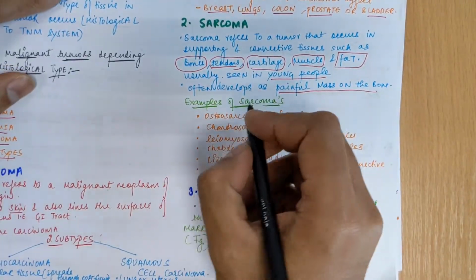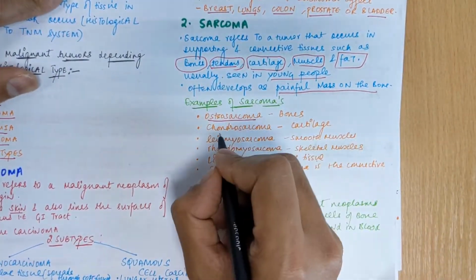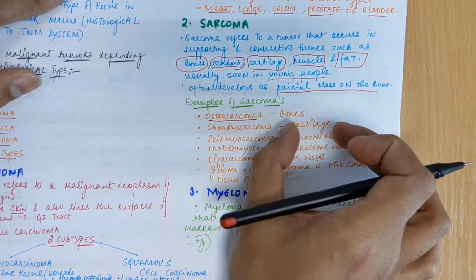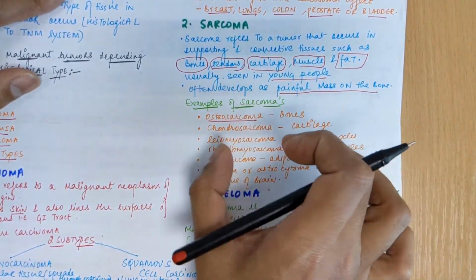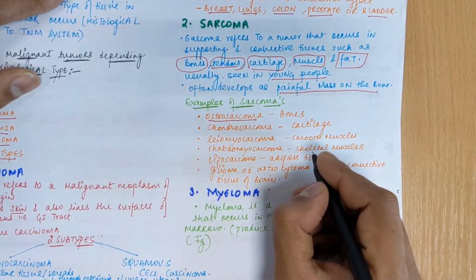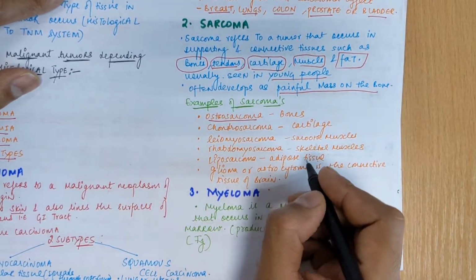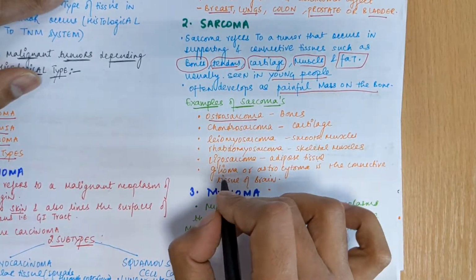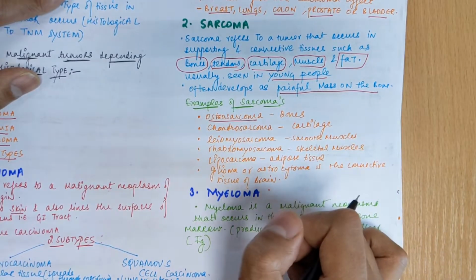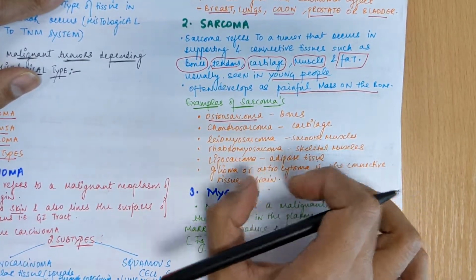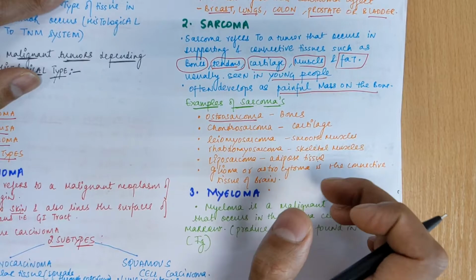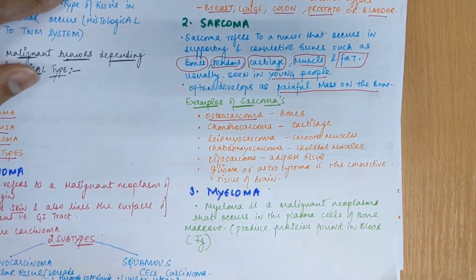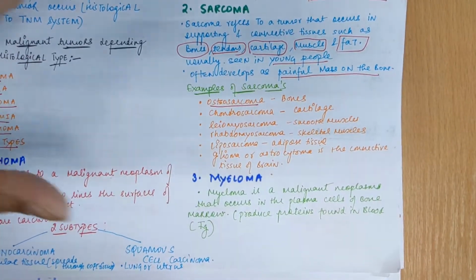Examples are osteosarcoma in the case of bones, chondrosarcoma for cartilage, leiomyosarcoma for smooth muscles, rhabdomyosarcoma for skeletal muscles, liposarcoma for adipose or fatty tissue, and glioma or astrocytoma for the connective tissue of the brain. So for cancer in the brain, we use the word astrocytoma or glioma. So these are your sarcomas.